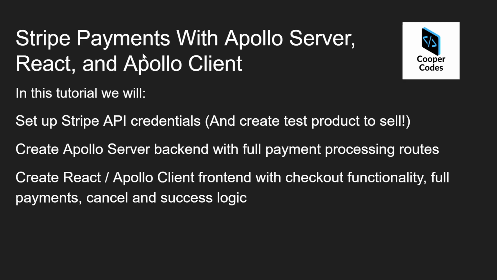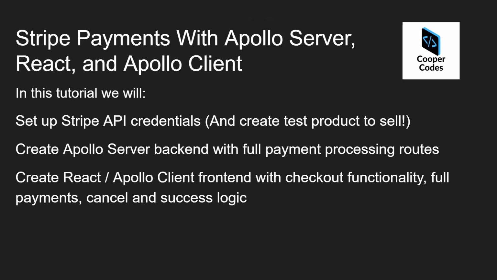In this video, we're going to be working on creating a Stripe payment system using Apollo Server, React, and Apollo Client. First, we're going to set up the Stripe API credentials and create a test product for our site to sell. We're then going to create an Apollo Server backend with full payment processing routes. Then we're going to create the React and Apollo Client frontend that has full checkout functionality with full payments and also logic for canceling payments and showing successful payments to the user.